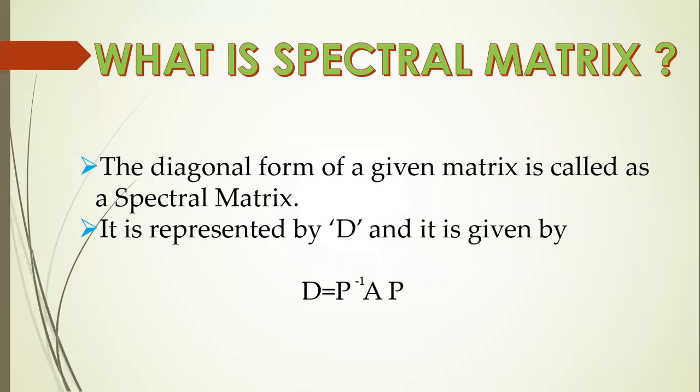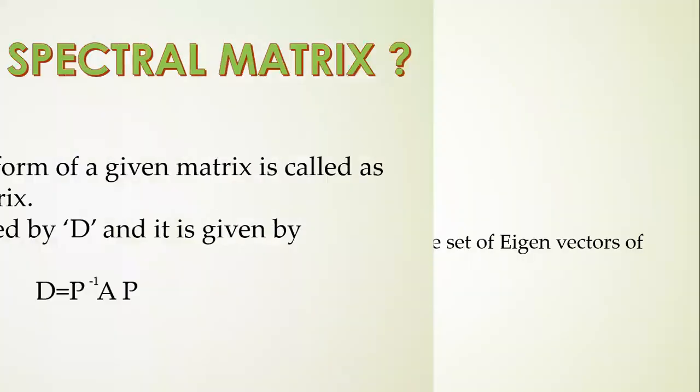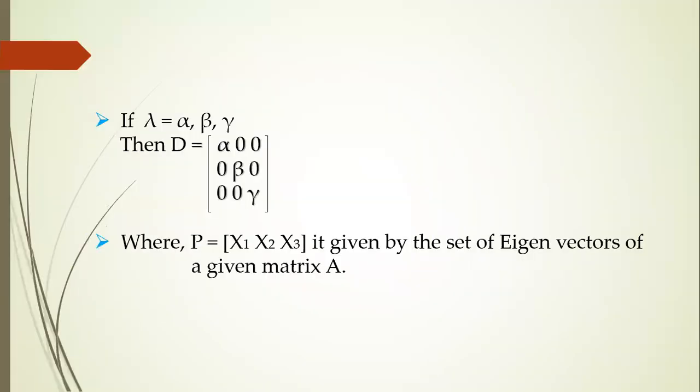Moving on to the next slide. If the eigenvalues lambda are alpha, beta, and gamma, then D is the diagonal matrix with alpha, beta, gamma on the diagonal and zeros elsewhere, where P = [x1, x2, x3] is given by the set of eigenvectors of the given matrix A.